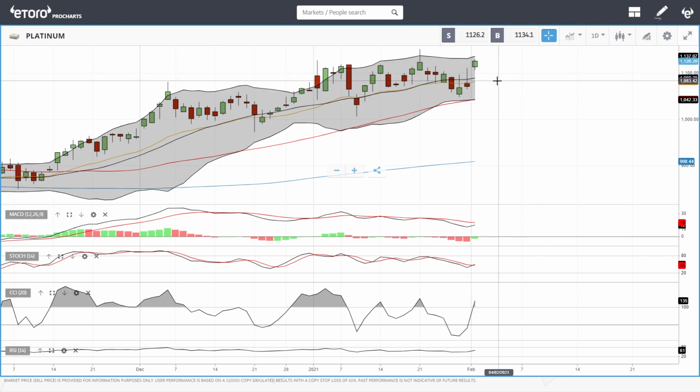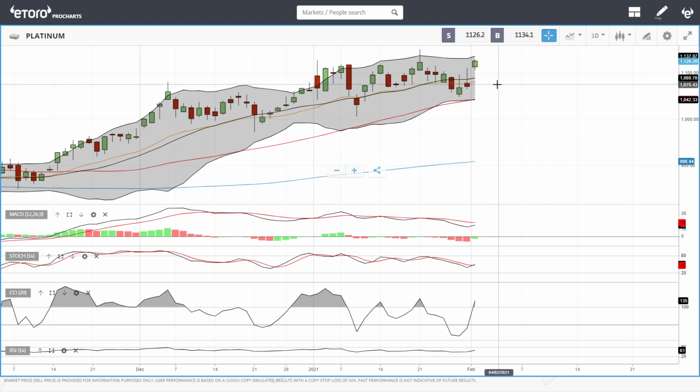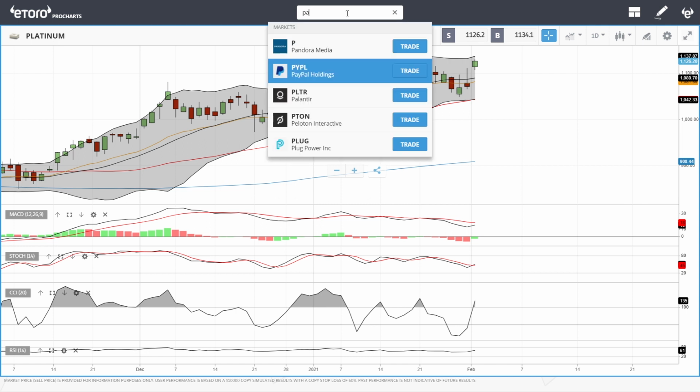So wait until we get back to the 20 exponential or the 50. That is your buying opportunity. Technical indicators are fairly bullish at this point, so we may see a few days of rally and then a break to the 20 exponential, and that's your entry point. So let's look at Palladium.